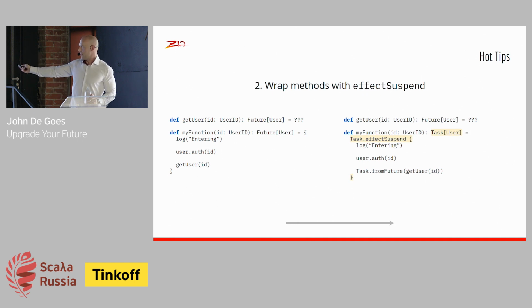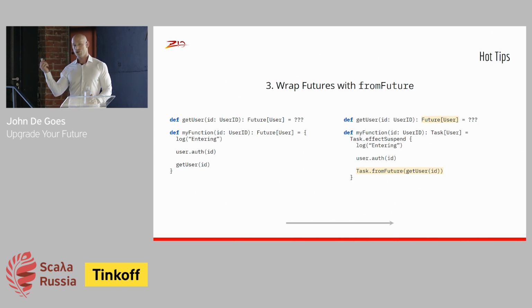Then what we do is, in any method that we're converting, we wrap the entire body by task.effectSuspend. And this allows us to take that eager, future-based code and make it lazy, which is how we get a lot of the benefits of using ZIO. And then finally, anytime we're calling into code that used to return a future, we just take that future and convert it into a task using task.fromFuture.